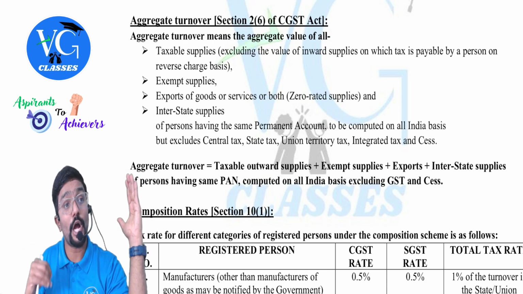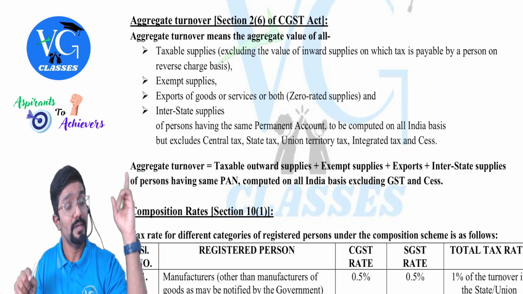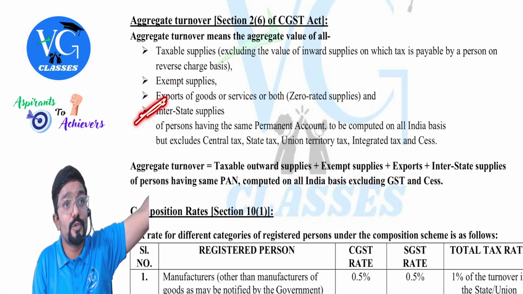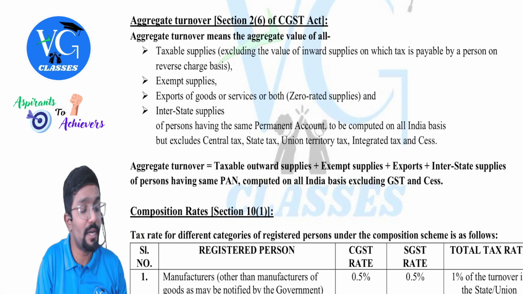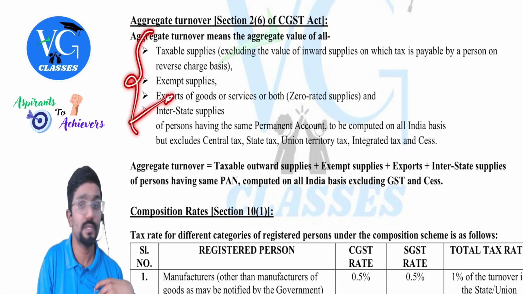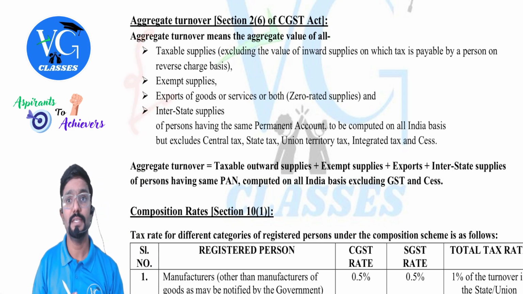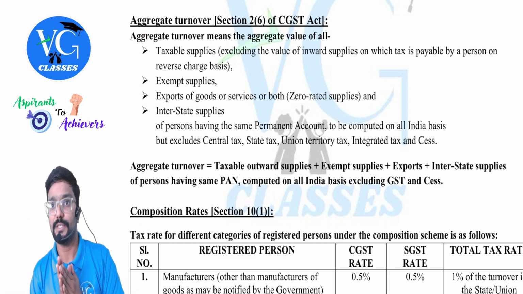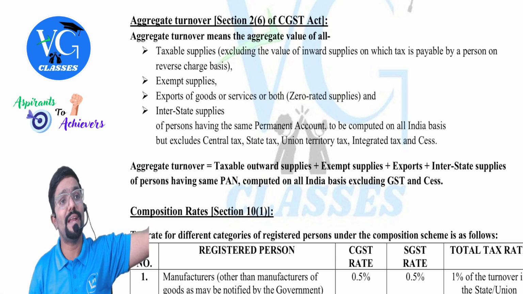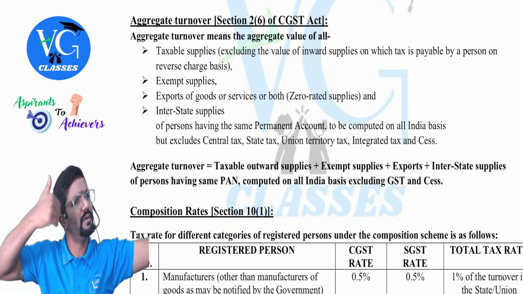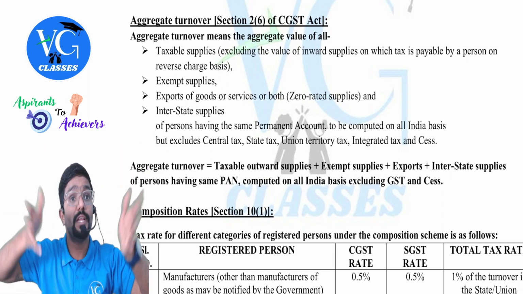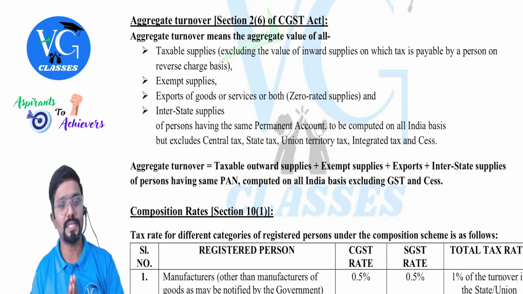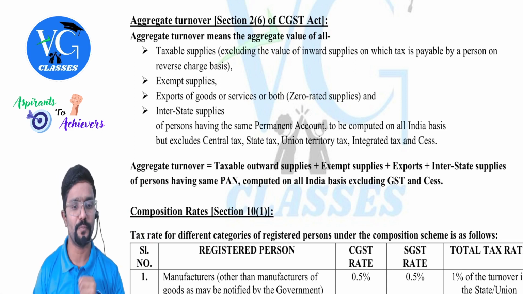In the current year, can I opt for the composition scheme? Yes. While counting last year's turnover, will interstate supply also be counted? Yes, because aggregate turnover includes interstate supplies. Is that clear? Once I come inside Section 10, I cannot supply outside the state. Last year, if I had supplied outside the state or outside the country, is it okay? Fine, no problem. But in your aggregate turnover, count that also.